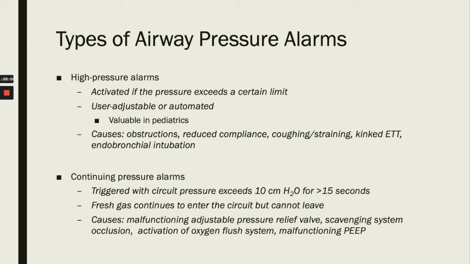Okay, so a continuing pressure alarm is when the pressure just continues. It's triggered when the circuit pressure exceeds 10 centimeters of water for greater than 15 seconds. It's not necessarily high pressure, but ongoing pressure. Fresh gas continues to enter the circuit, but it can't leave, so somehow it's obstructed. The causes are a malfunctioning APL or adjustable pressure relief valve, scavenging system occlusion, activation of the oxygen flush system, or a malfunctioning PEEP.